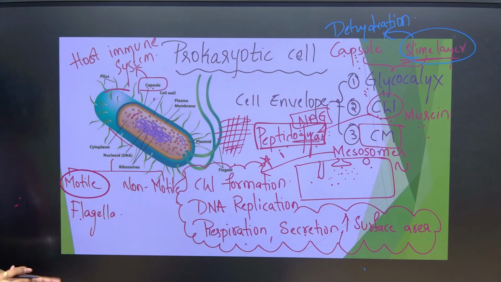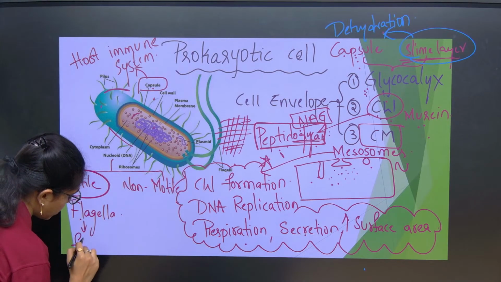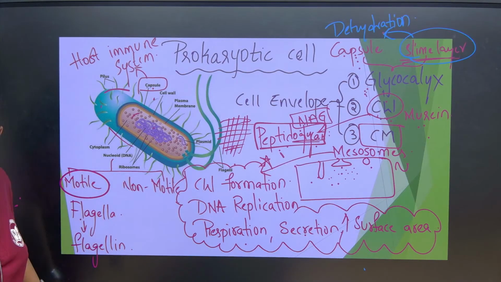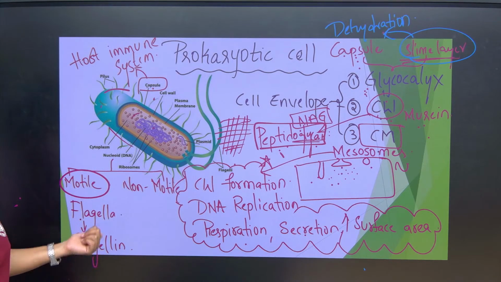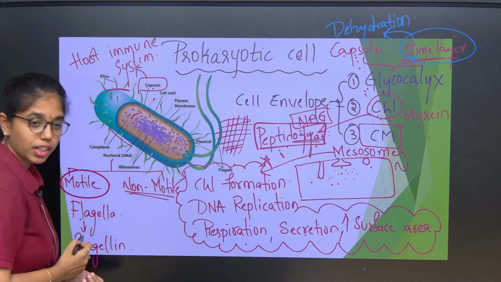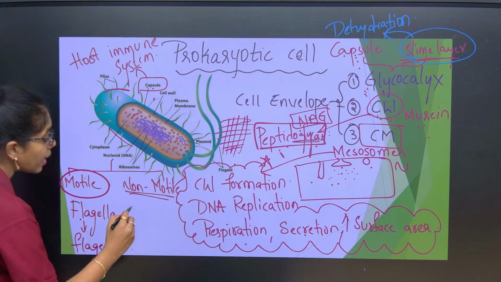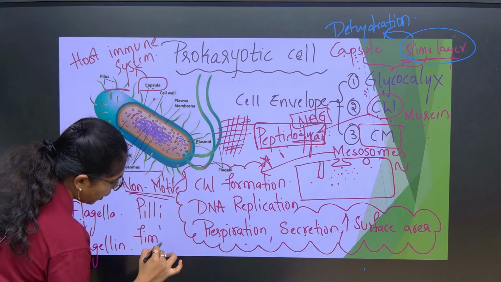And the flagella has what type of protein? Flagellin. In eukaryotic flagella, the protein present is tubulin. Remember that. Here it is flagellin. Next, what are the non-motile structures present over the cell wall extensions? They are pili and fimbriae.